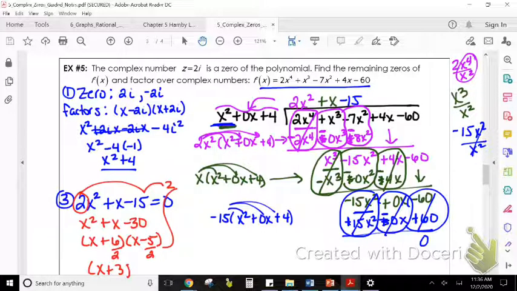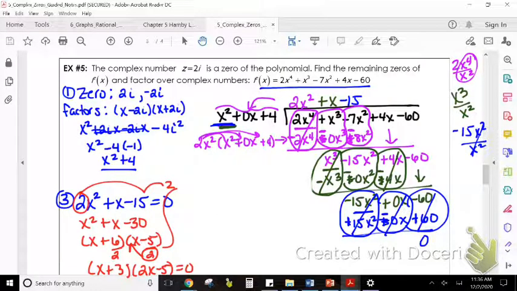So you simplify it if possible. 5 over 2 doesn't simplify. And then if it's still a fraction, the number on bottom goes in front of the x. So 2x minus 5 equals 0. And then we'll clear me a little room over here to finish this, because now we know that we're going to set these individually equal to 0 and solve for my zeros. So x plus 3 equals 0, and 2x minus 5 equals 0.